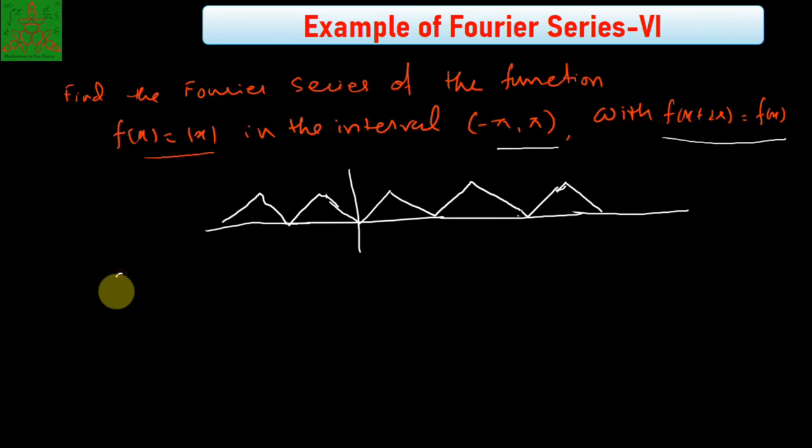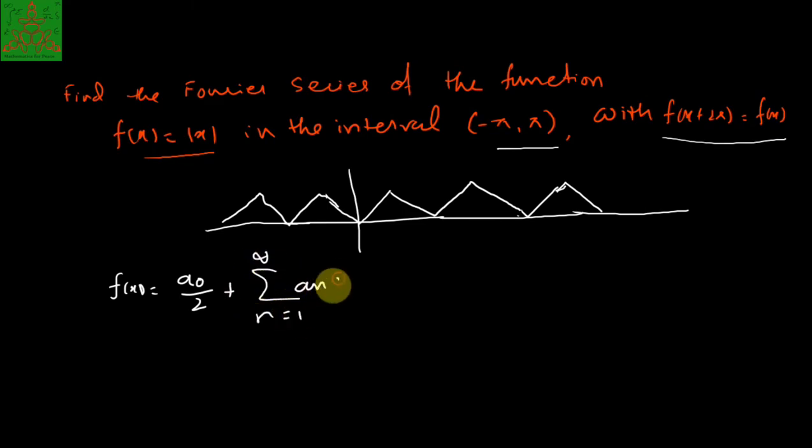We know that the Fourier series definition is f of x is a0 by 2 plus summation n running from 1 to infinity an cos nx plus bn sin nx, where we need to calculate these Fourier coefficients. The value of a0 that we know is 1 upon pi, integral from minus pi to pi, of mod x dx.